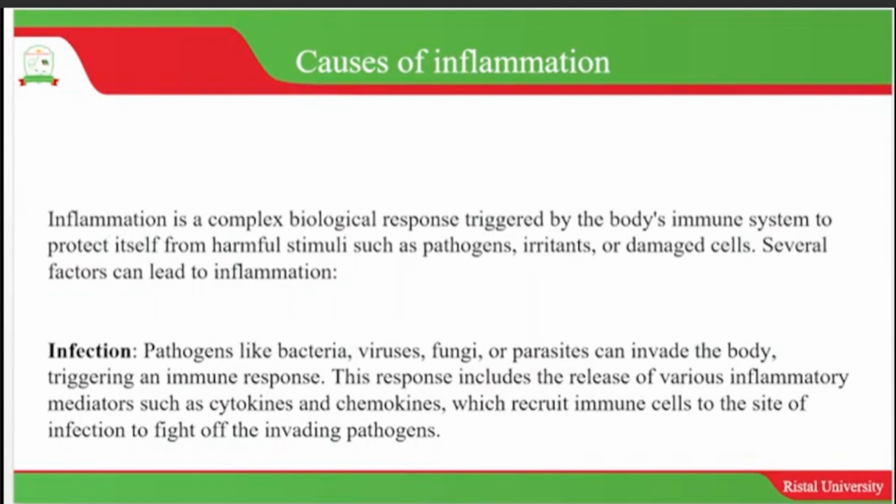So what causes inflammation? As earlier said, inflammation is a complex biological response triggered by the body's immune system to protect itself from harmful stimuli such as pathogens, irritants, or damaged cells. Several factors can lead to this to occur, and these factors, the ones we are calling irritants or stimulants, could be, one, infections. So pathogens like bacteria, viruses, fungi, parasites can invade the body, triggering an immune response.